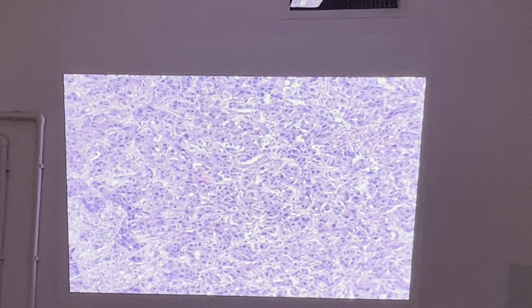Actually, all of the hepatocytes are undergoing proliferation and forming what? Forming a trabecule, cord, tubule. These are the cords. Take a look.